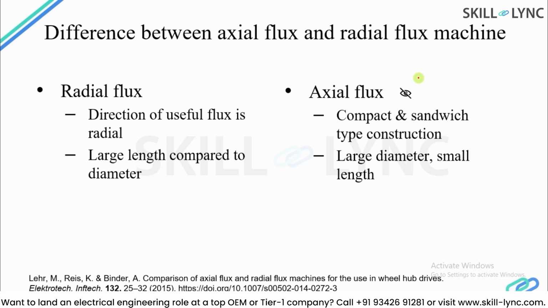So let's move ahead and now see another difference of axial flux and radial flux machine. Basically we are not going to see the axial flux machine, we will only be focusing on radial flux machine. So what is the difference? This difference is based on the direction of useful flux. If the direction of the useful flux is radial, or we can say perpendicular to the shaft of the machine, then it is radial flux, and normally it has large length compared to the diameter. So most of the motors of this type, where the length is larger than the diameter, are radial flux motors.